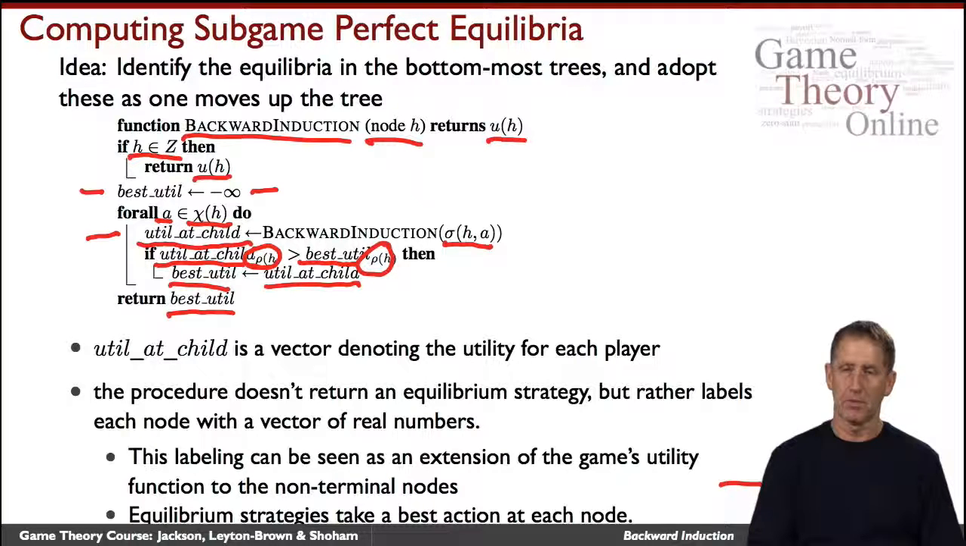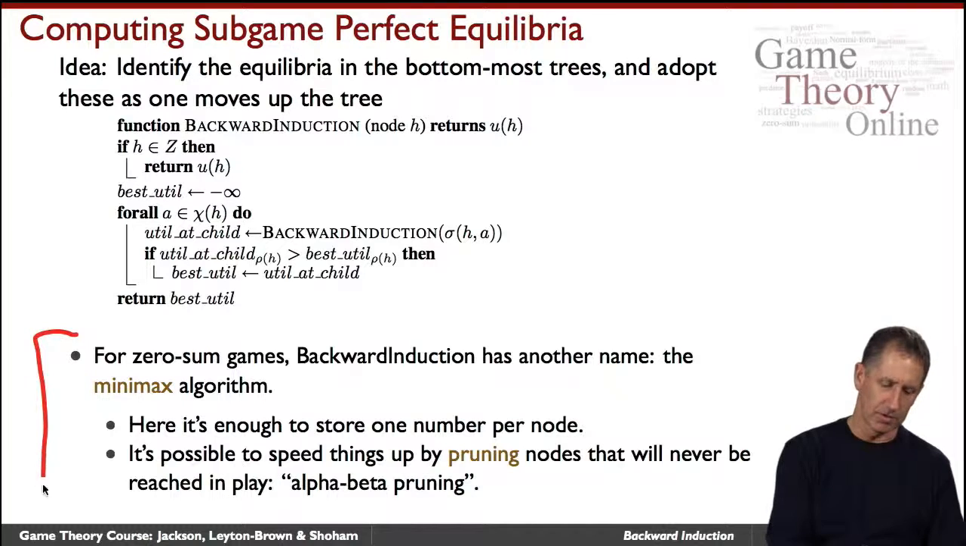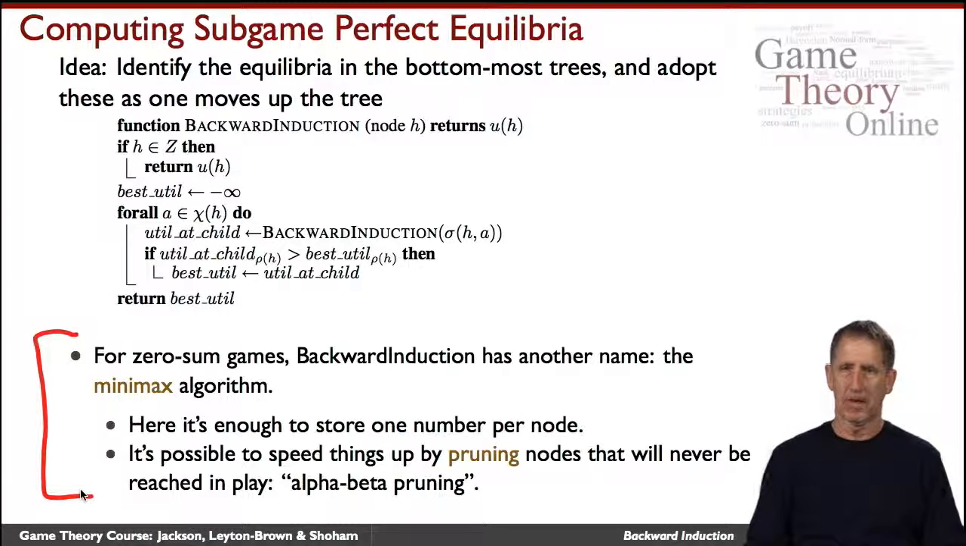That is a procedure for computing subgame perfect equilibria, the backward induction. And if we look at the special case of zero-sum game, it's simplified a little bit, because then there are only two players, and the payoff for one is minus the payoff to the other. So really, we only need to keep track of one number associated with each node, and so there's less bookkeeping to be done.